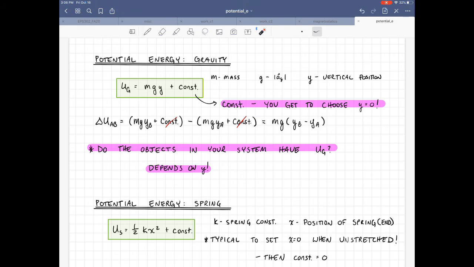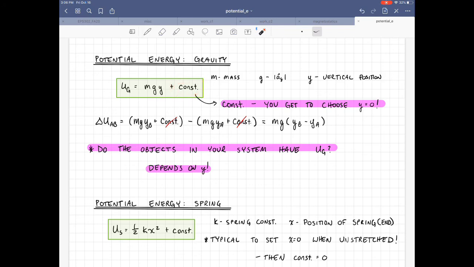the vertical position of the object. And then there's this ambiguity here, plus some constant. And the constant is because you get to choose whatever you want to pick as y equals 0, right? Position is arbitrary. So wherever you pick as your y equals 0, that's going to set basically what this constant is.